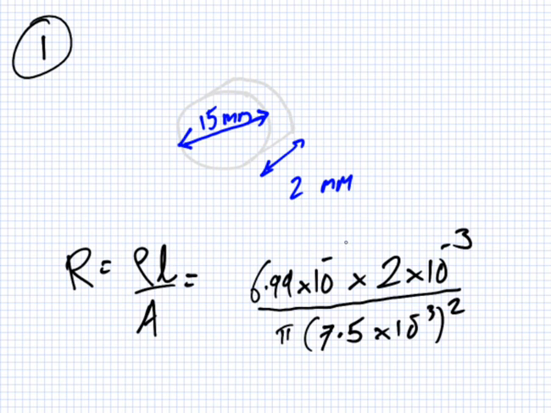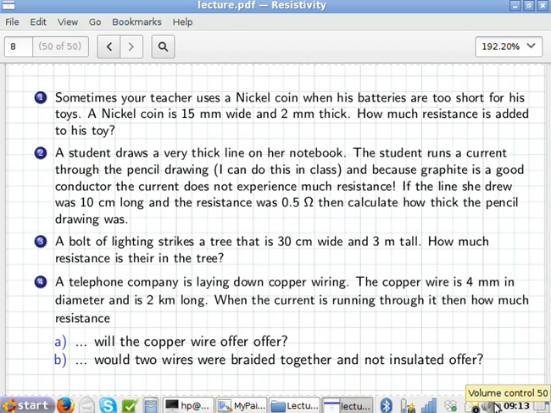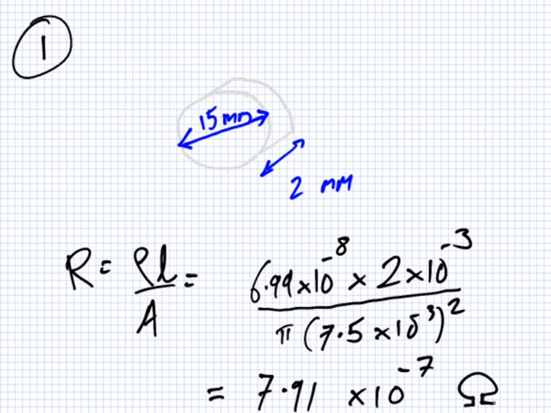Right, the first question on resistivity is the nickel coin, 15 millimeters wide and 2 millimeters thick. So you had your coin like this, a circle with a thickness. What did I say the diameter was? I think it was 15 millimeters, and the thickness 2 millimeters, yeah? So the resistance is equal to this.